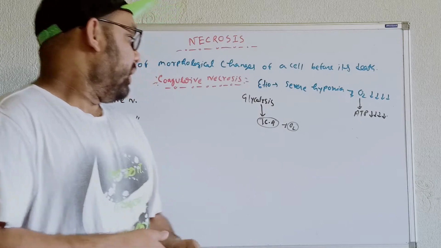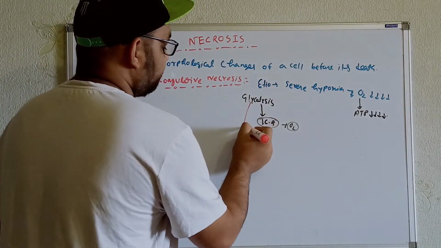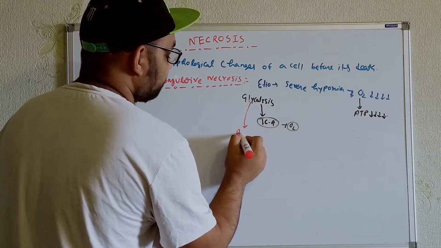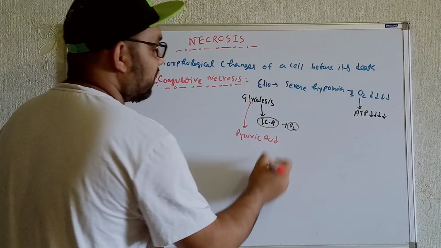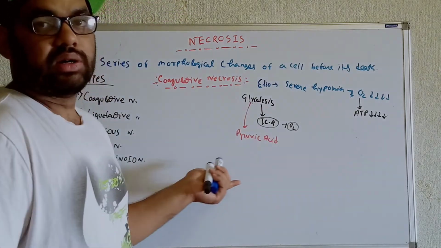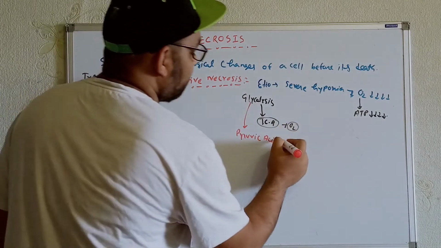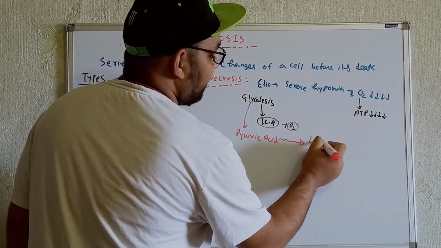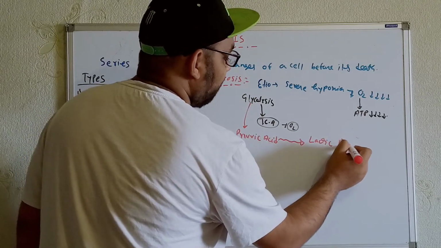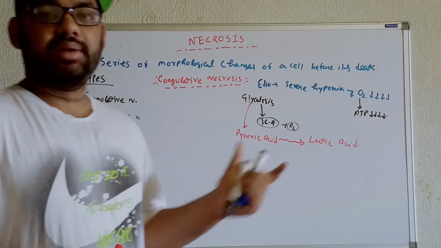Now see, what do we know in terms of glycolysis? We get the end product, pyruvic acid. Whenever the oxygen is less, definitely there will be anaerobic respiration. In anaerobic respiration, this pyruvic acid will be converted into lactic acid.